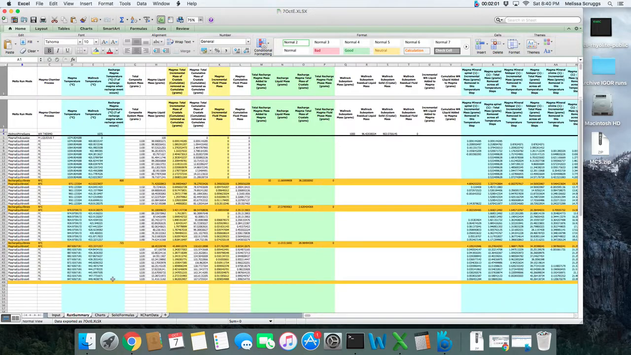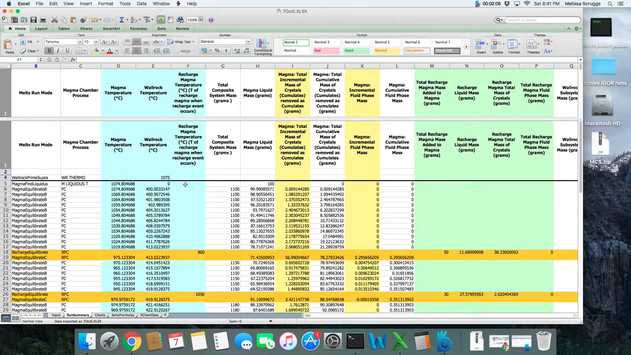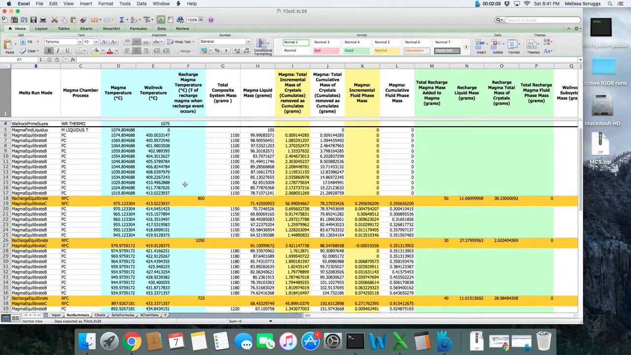The next tab is the run summary. This is the most important tab in the output file because it gives you all of the data that occurred during the run. So the first column is column B, MELTS run mode. This tells you what process was taking place during each temperature step. So the first row is actually wall rock prime supra. This is the near solidus conditions that occur during the wall rock prime portion of the MCS run. You don't really need to worry about anything in here.